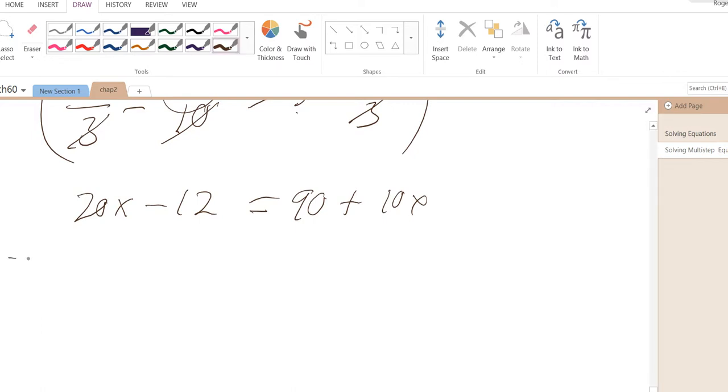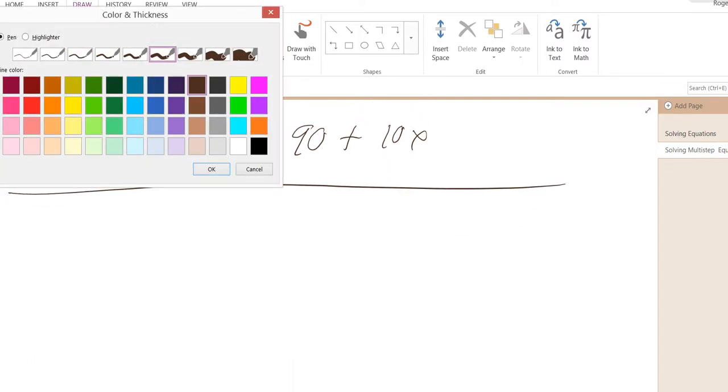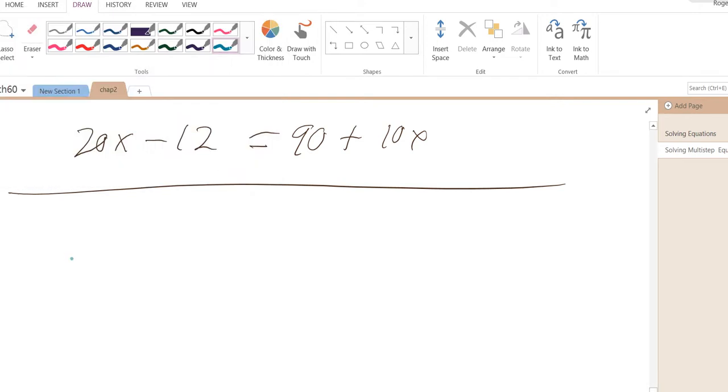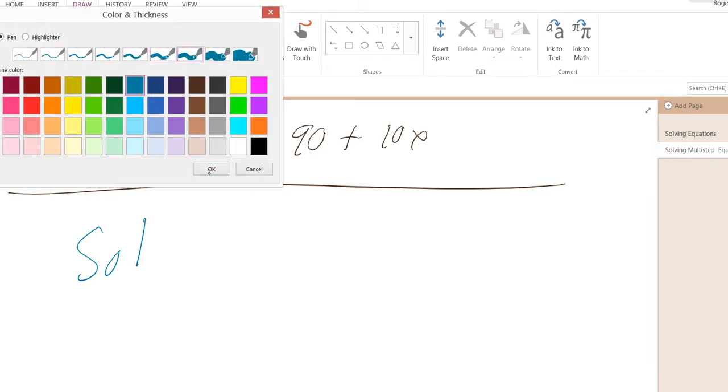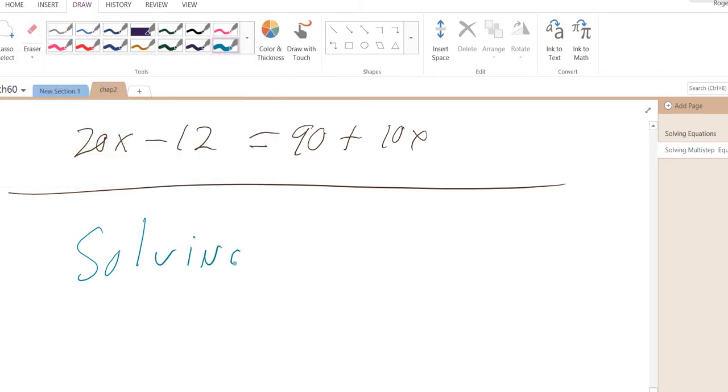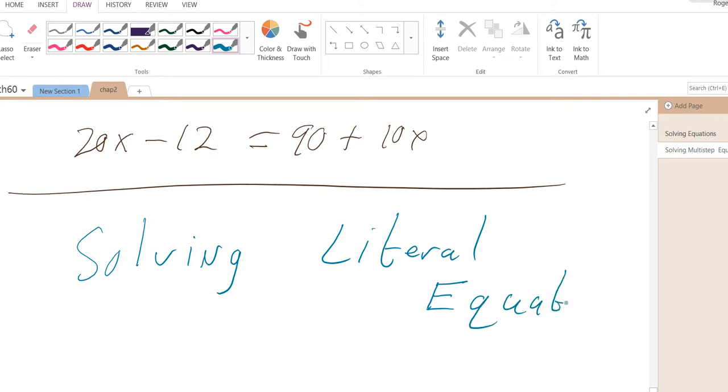on the 2.4 part here. On the solving literal equations, this is how, what I'm going to do is, actually, let's go to page 152.